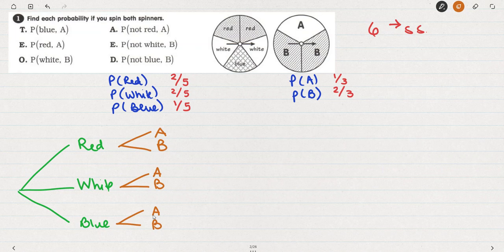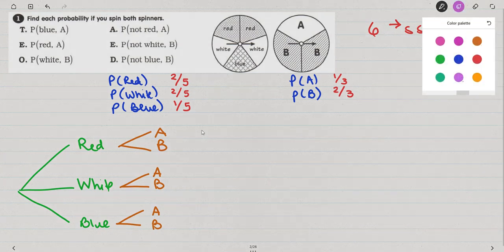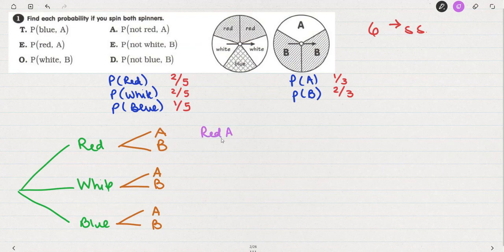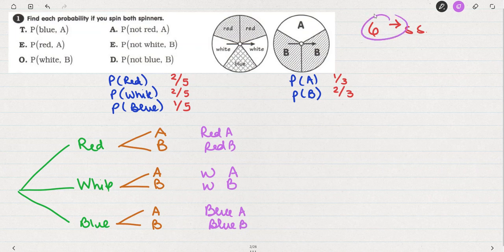What I'm going to do next is list the sample space. I list the sample space by saying red A, red B, white A, white B, blue A, and blue B. So that's our 6 elements in the sample space. So these 6 purple pieces here are what we'd call the sample space.